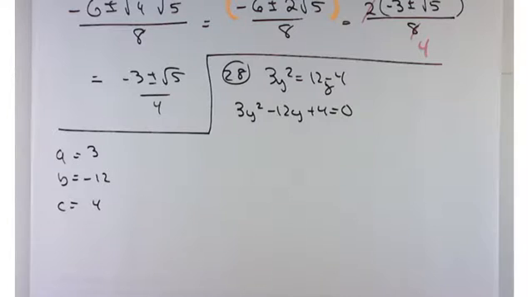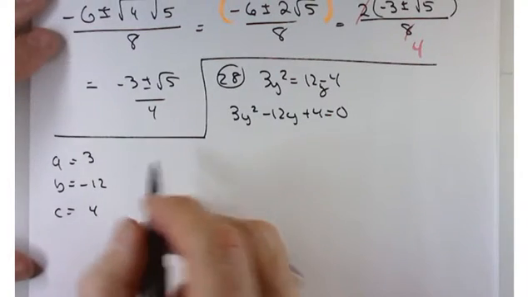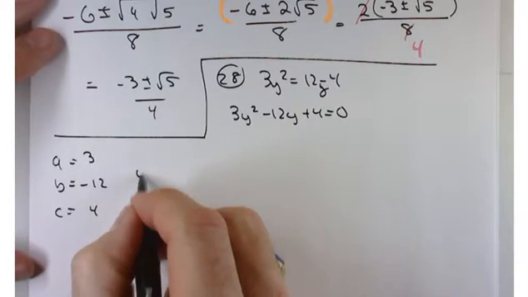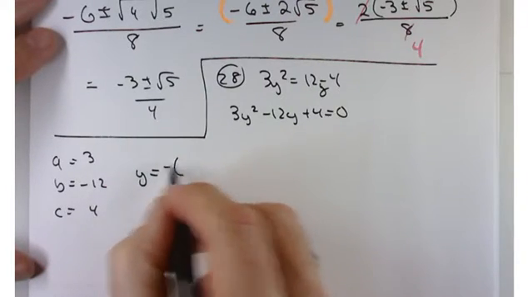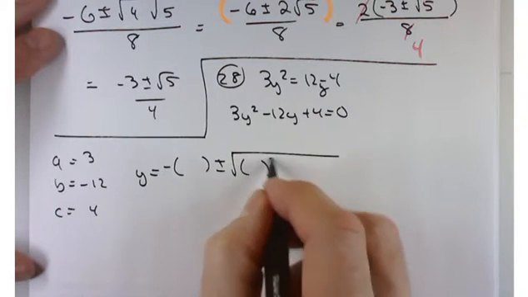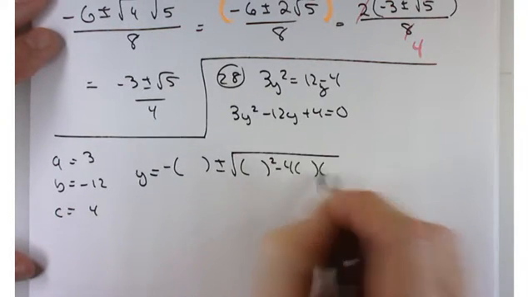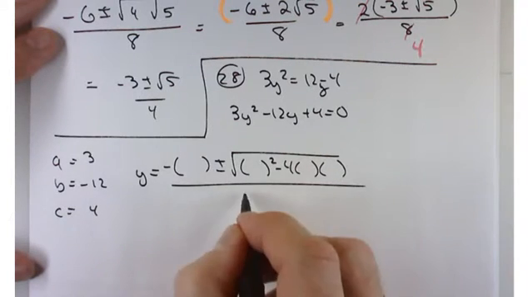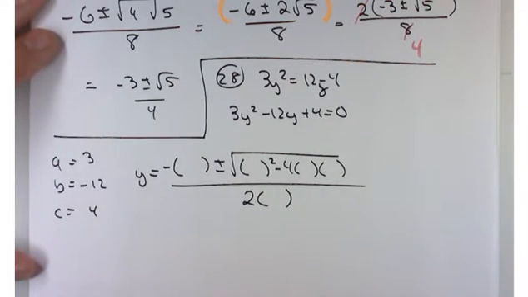Boy, that negative b keeps on coming up. It's very easy to lose track of that unless you're being careful with your parentheses. So y is going to equal the negative of b plus or minus the square root of b squared minus 4 times a times c over 2 times a.